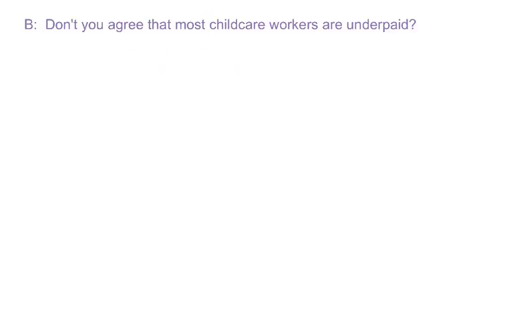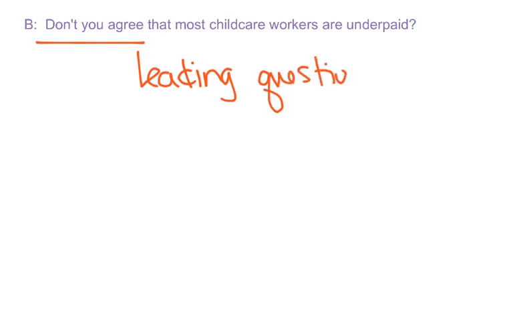In B, don't you agree that most child care workers are underpaid? Well, they want you to agree with them using that phrase, "Don't you agree?" So this is actually a leading question. So of course it has bias. They want you to say, yeah, they're underpaid. It suggests that you want a certain answer, and that answer is that child care workers are underpaid.